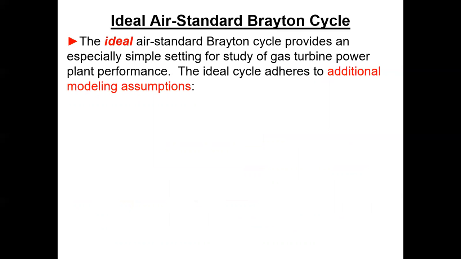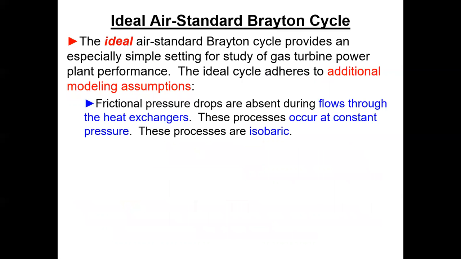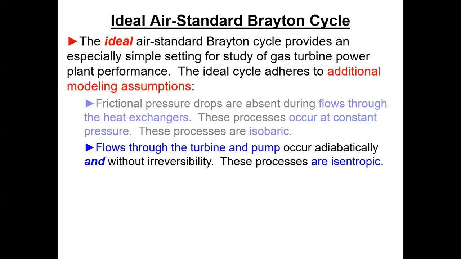Okay, so the simplest way to start is the ideal air standard Brayton cycle, which makes a lot of simplifying assumptions, but it makes it pretty easy to work problems. So I think this is probably redundant a little bit, but anyway, frictional pressure drops are absent for flows through heat exchangers. These processes occur at constant pressure, known as isobaric. Flows through the turbine and pump are adiabatic without, they're reversible without irreversibility.